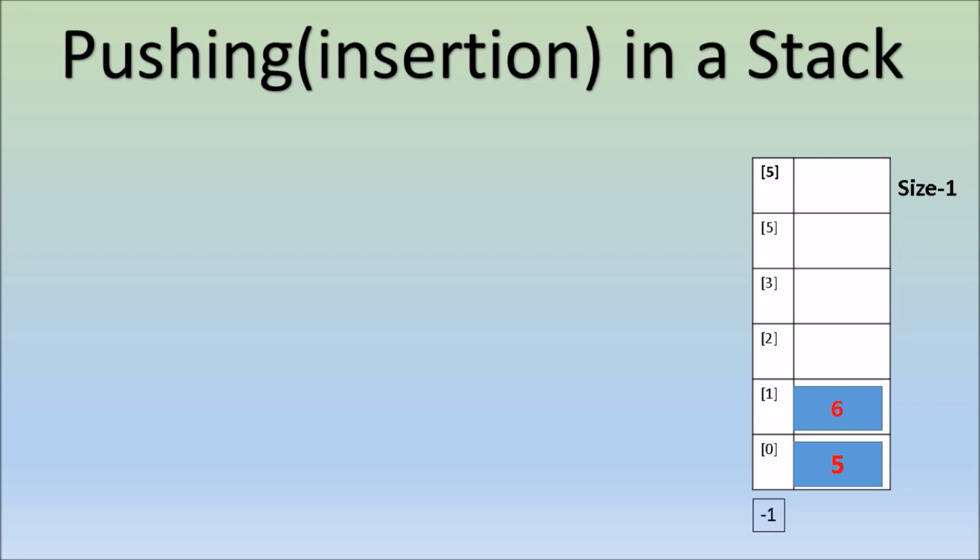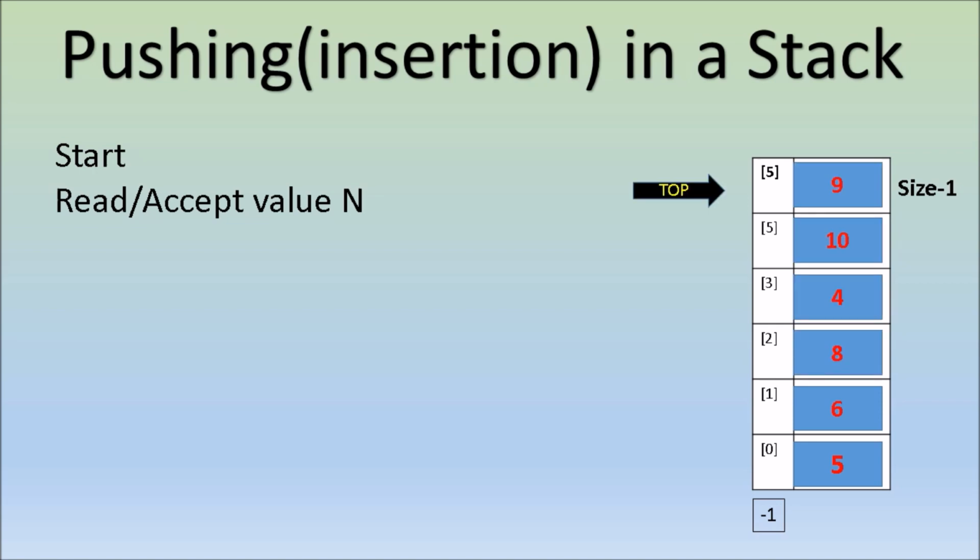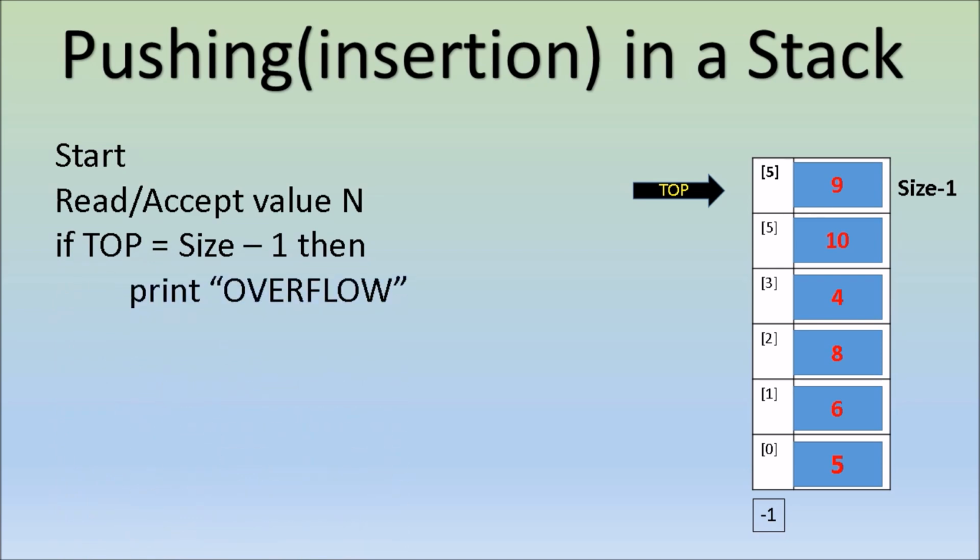Like push in a stack. To insert anything in any data structure, first we need to check whether it is full or not. So when we write the algorithm, first we start, then we ask for a value, generally given as a function argument, to read or accept the value of n. Now the first task is to check whether the stack is full or not. If the stack is full, we can't insert anything. So the condition is if top equals size -1, then we print overflow, no need to proceed further, so we can exit.